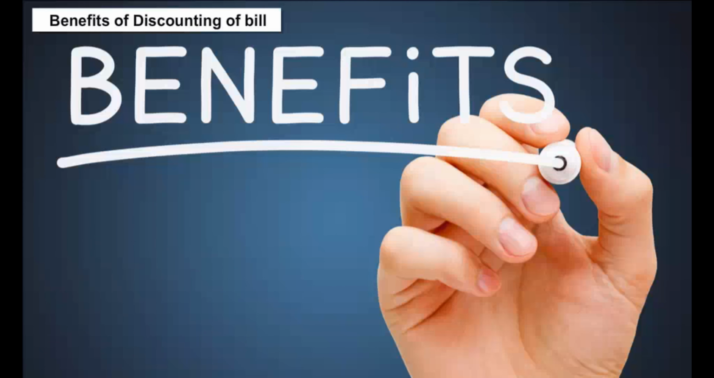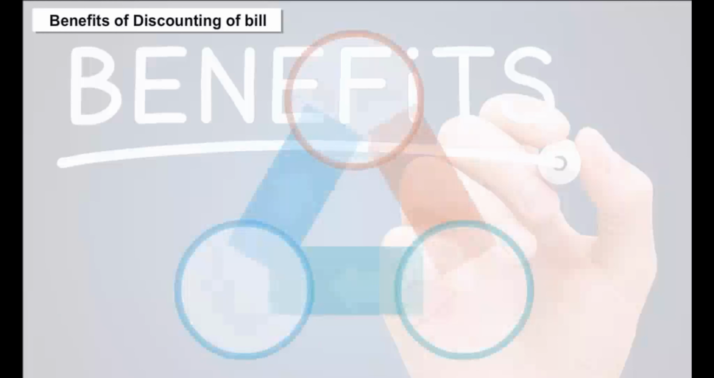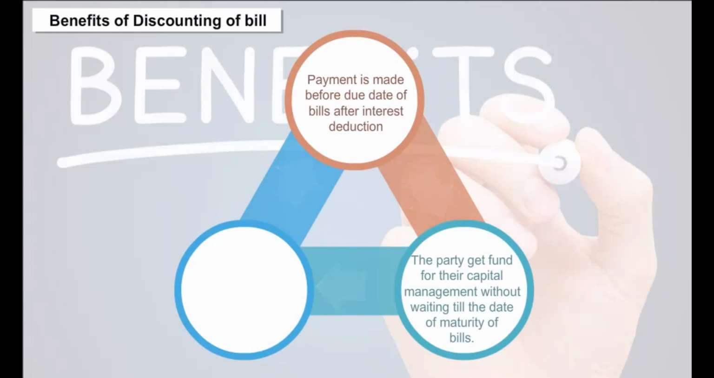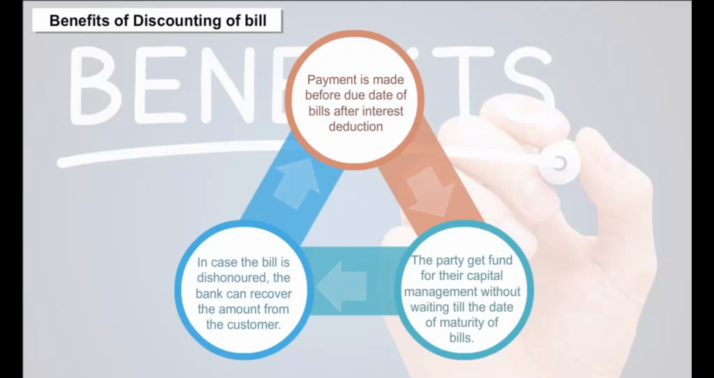Benefits of discounting of bill. Payment is made before the due date of the bill after interest deduction. The party gets funds for their capital management without waiting till the date of maturity of the bill. In case the bill is dishonored, the bank can recover the amount from the customer.